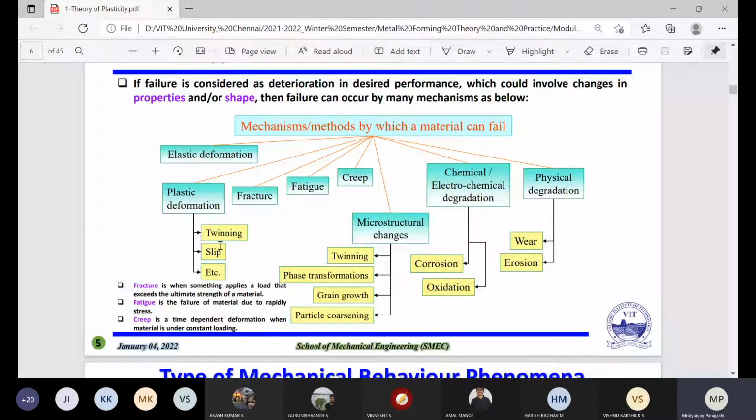Initially we have to go only into slip, because in our syllabus only slip is there. But at the same time I will also talk a little bit about twinning, maybe in the next class, or maybe today if we have time. Then you will understand what slip is and what twinning is, right? Is it okay?